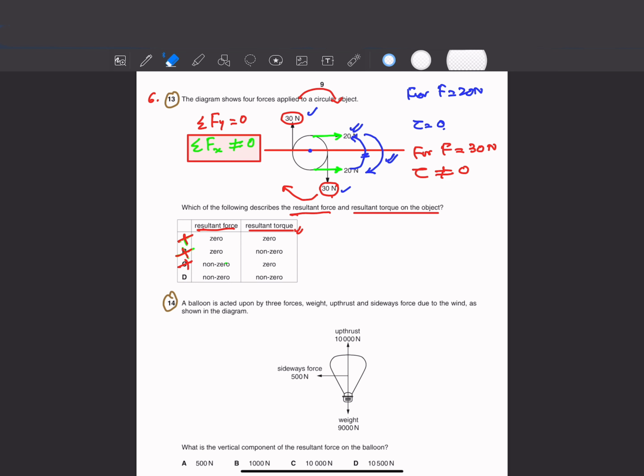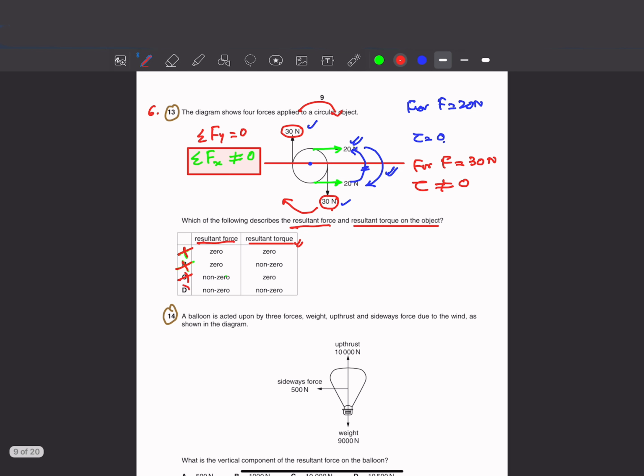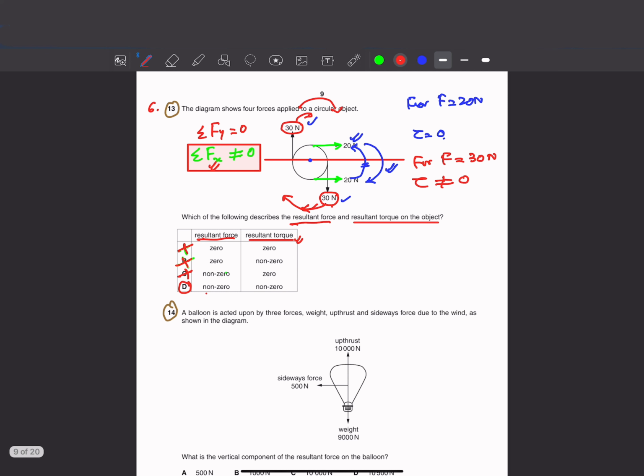So the only option remaining is D, which shows that both the resultant of forces and the resultant of torque, because of these forces, are giving you clockwise rotation. Both of them are non-zero. So the option is non-zero. Both of these are non-zero. So be careful.